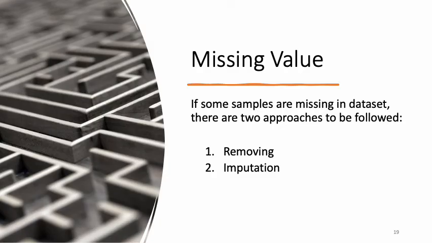If some samples are missing in the dataset, there are two approaches to be followed. The first, instances with missing values are completely removed from the dataset. The second, missing values are imputed by some approaches. If the number of instances with missing values is large enough, then the first one may be chosen. For small datasets, the second approach should be applied.